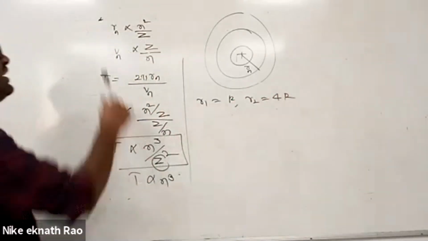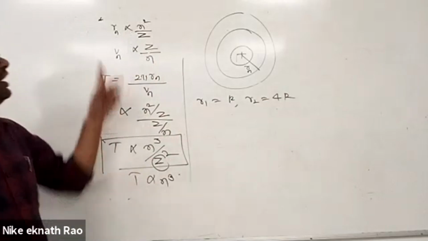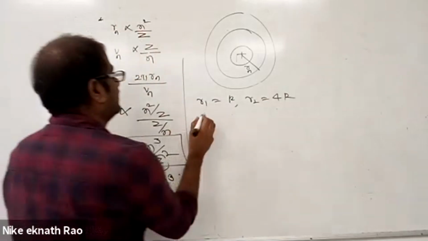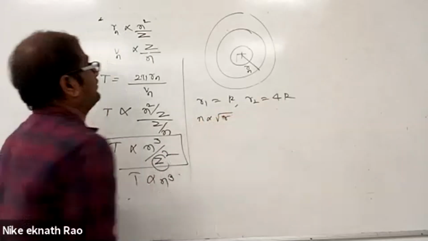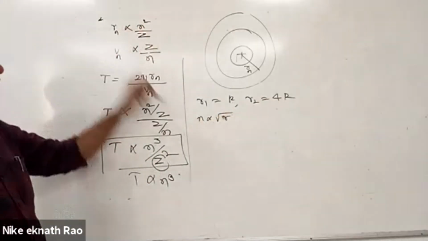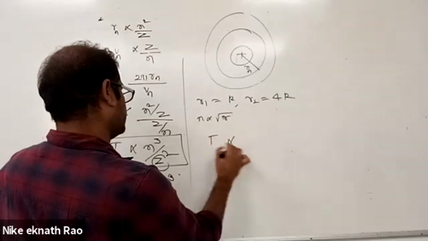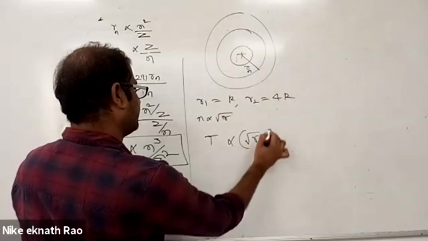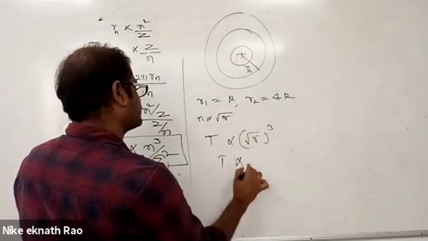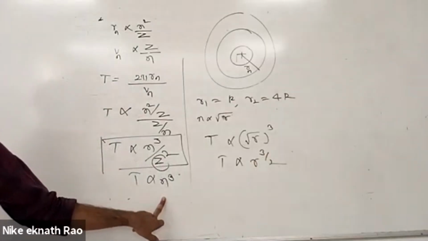Now you have to get the R and n relation, because T depends on n here. n is proportional to root R. Therefore, T is proportional to n cube, which is root R whole power 3. So T is proportional to R power 3 by 2.